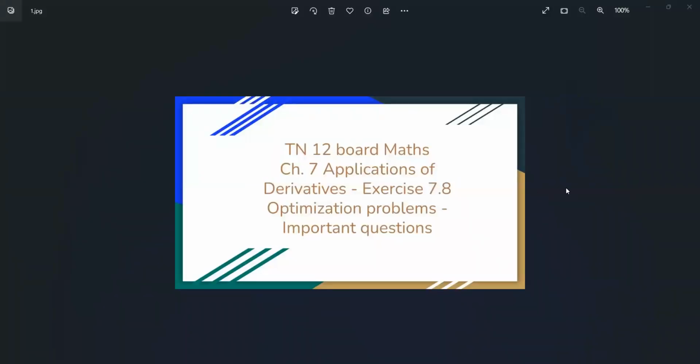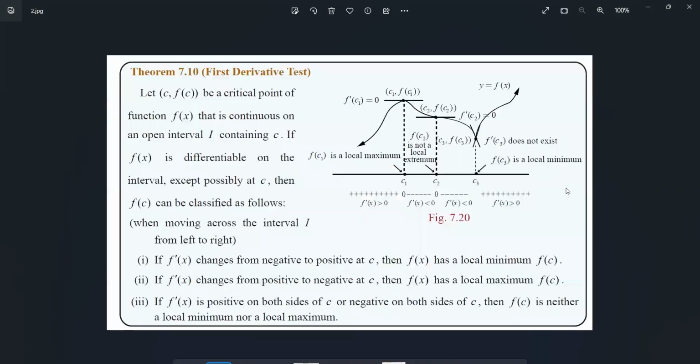Hello students, today we will look at applications of derivatives, chapter 7 of the TN Tamil Nadu 12th board maths syllabus. So we look at exercise 7.8, some of the important questions which have to do with optimization problems. Before that, let us look at some concepts which will be used in this exercise.